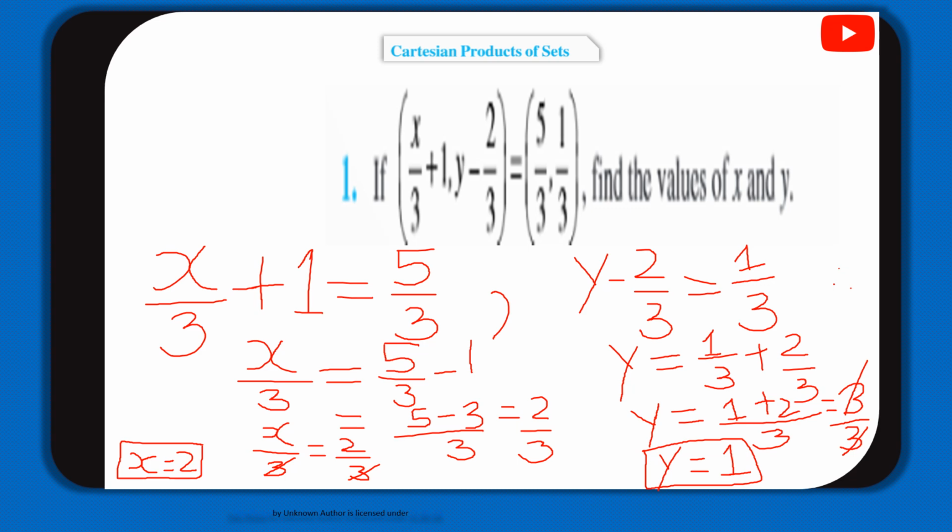Alright, let's dive into the world of Cartesian product and start solving.